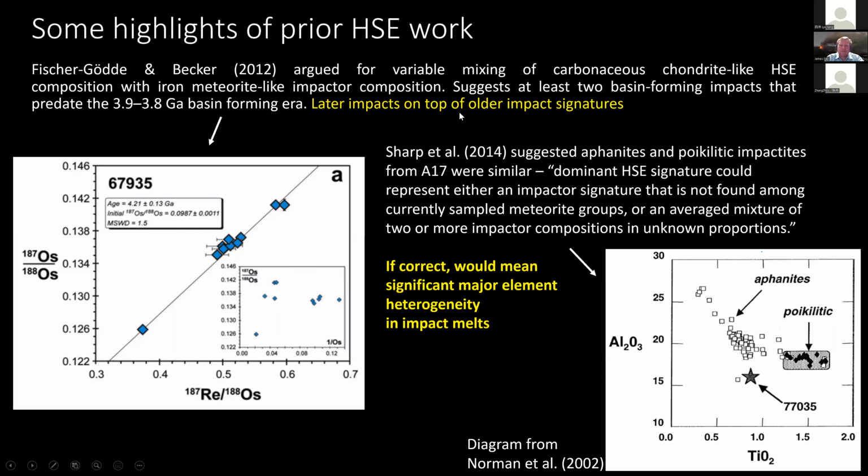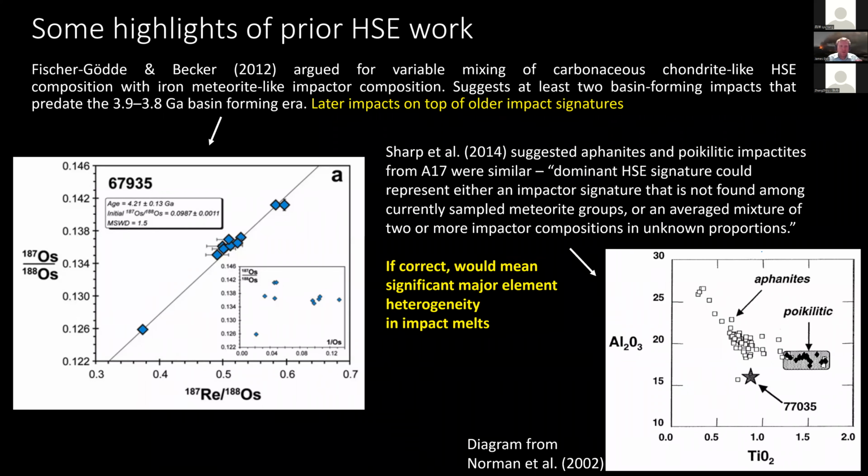Sharp et al. in 2014 suggested that aphanites, so these are rocks that don't have this poikilitic texture, at the Apollo 17 site were similar to the poikilitic Apollo 17 rocks. And they pointed out that the dominant signature from these impactors could either come from things that aren't currently sampled in the meteorite groups today.